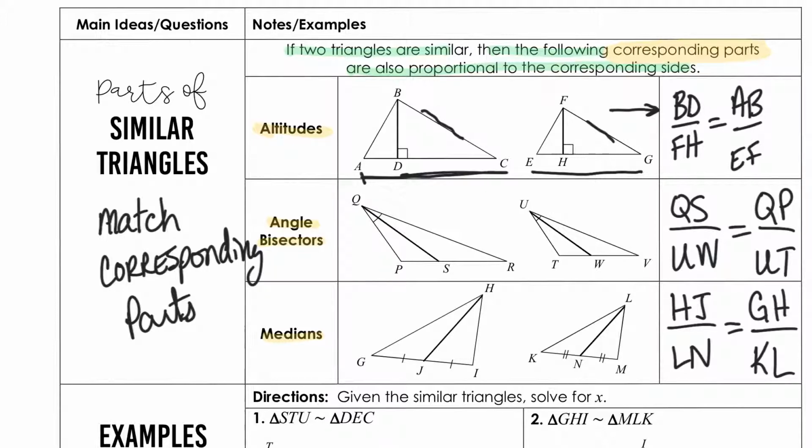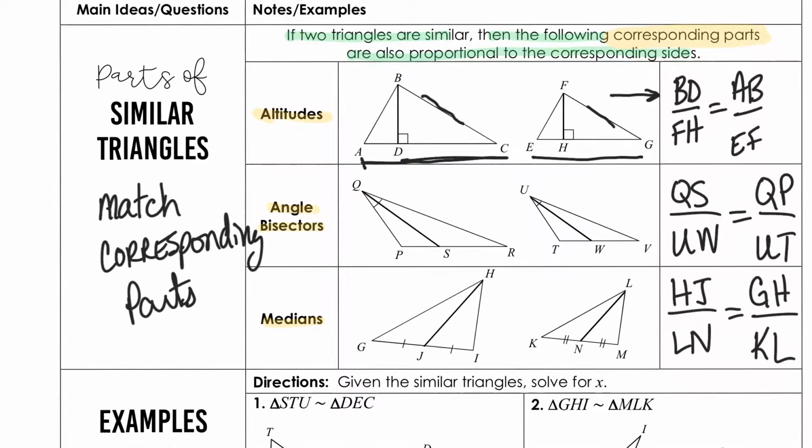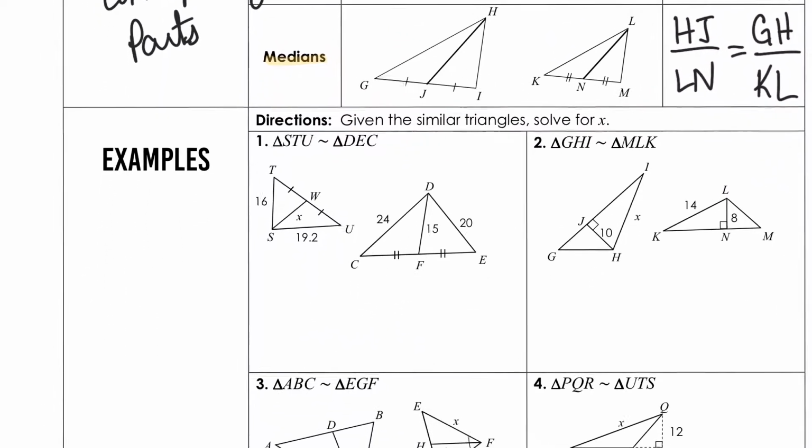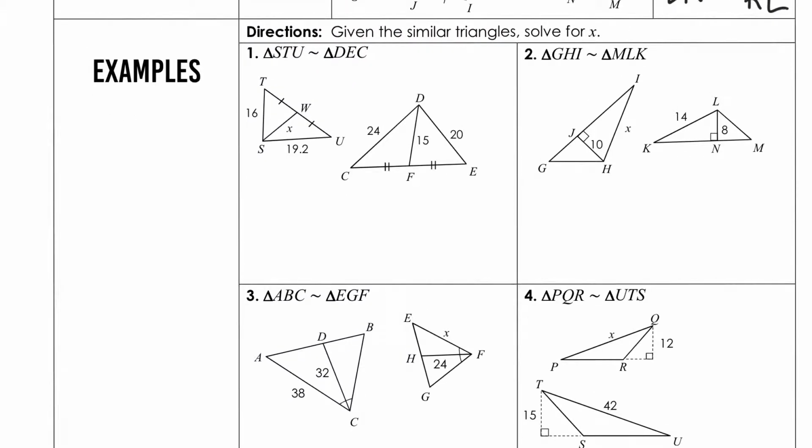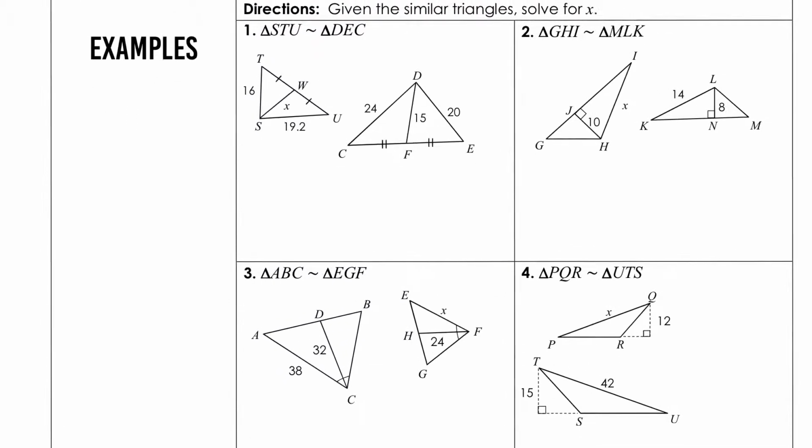When we're trying to solve for the missing values, we want to match the corresponding parts. So let's see if we can't solve a few of these. Given the similar triangles, we want to solve for x. Now, of course, as we've already discussed multiple times, the similarity statement is our guide. That is what we match. That is what we always set up and make equal to. So here is one. Let me change that to a highlighter.